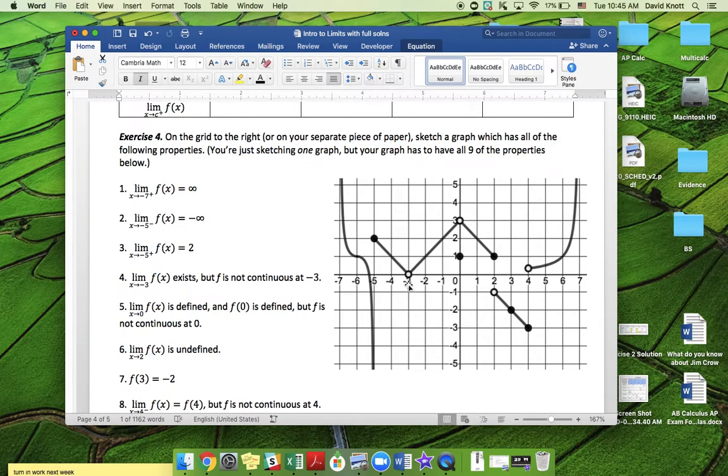Being continuous means that the two-sided limit exists, the function is defined at the point, and those two things are the same. In other words, the two-sided limit agrees with the value of the function at the point.